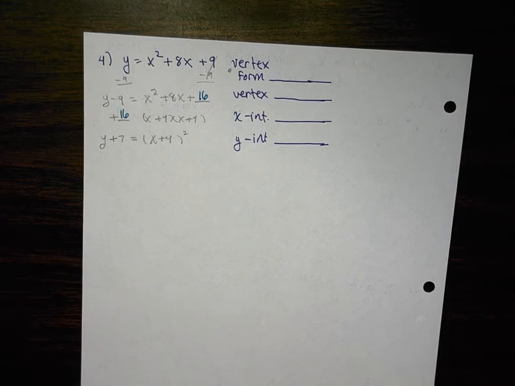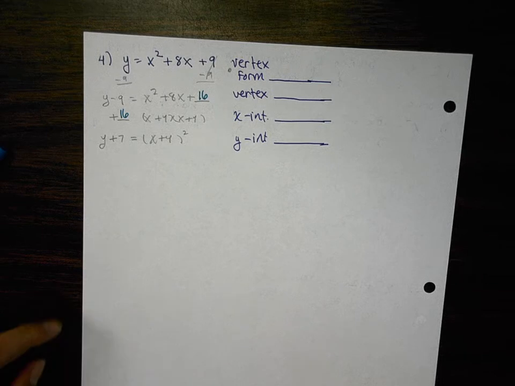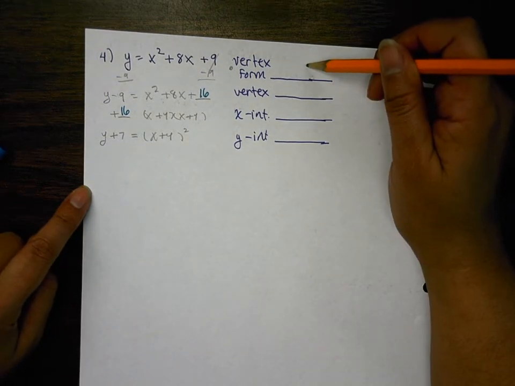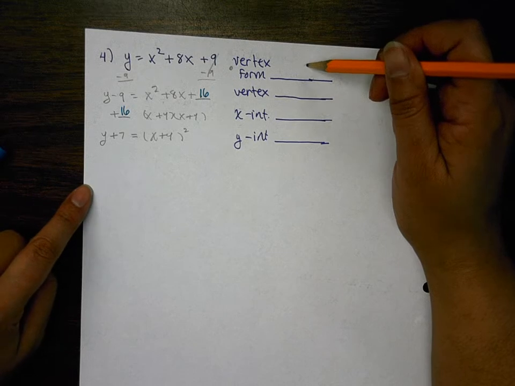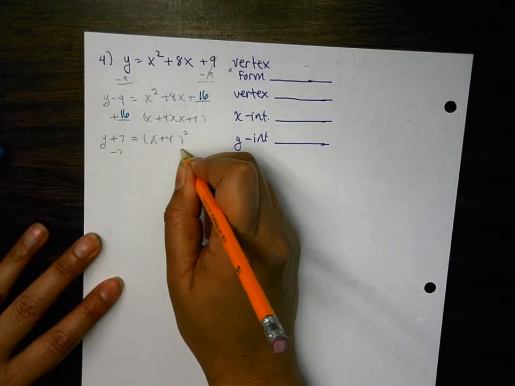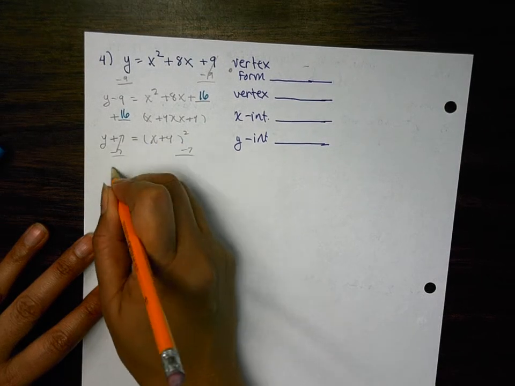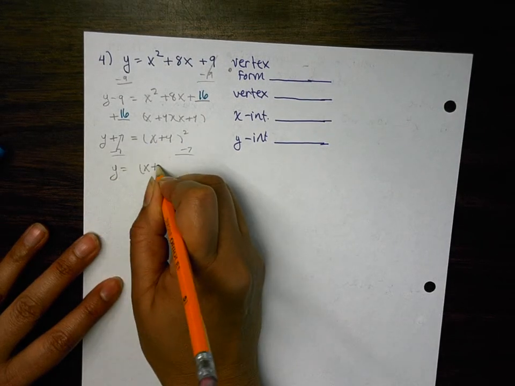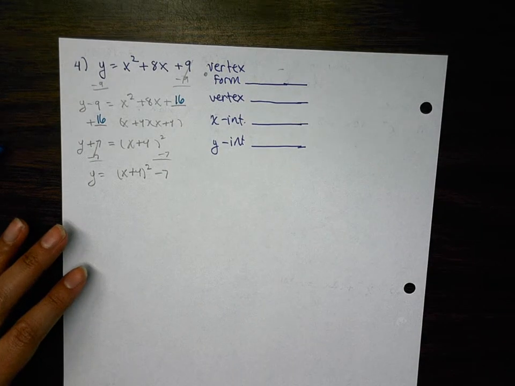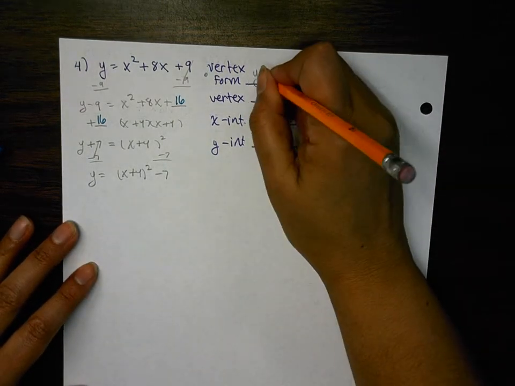Okay, now here's where a lot of kids mess up when they're taking the test. What do I do next? Square root both sides or move over the 7? Okay, what am I trying to do? Am I solving or writing it in vertex form? Now, if I was solving, then I would square root both sides. But if I'm writing it in vertex form, I want to get the y by itself. Do you guys understand the difference? Okay, x plus 4 squared minus 7.